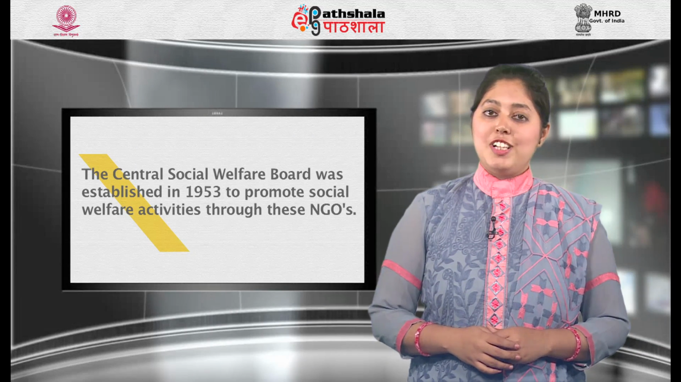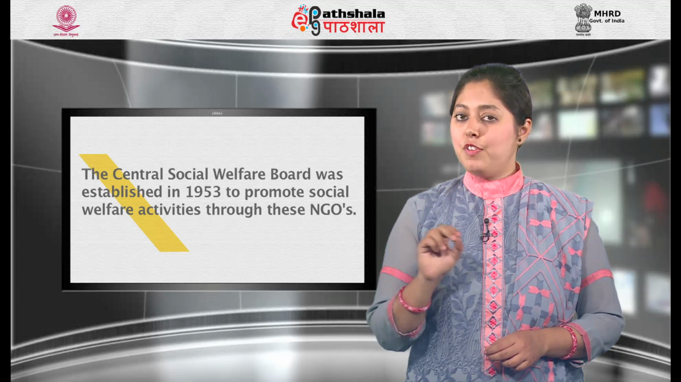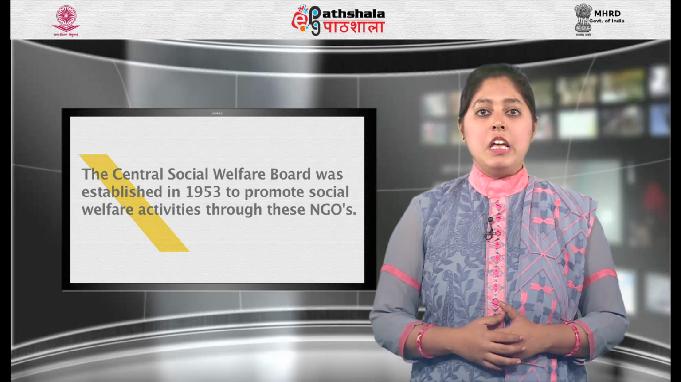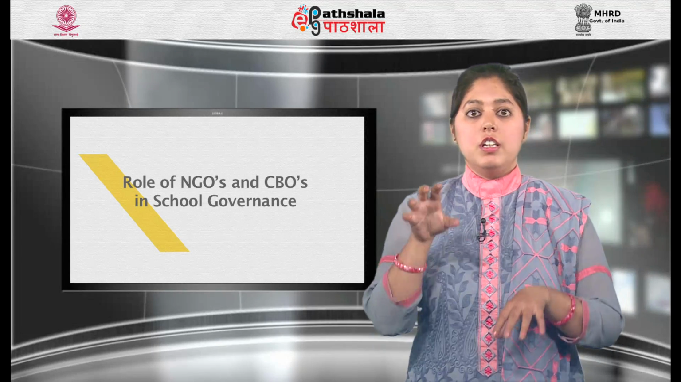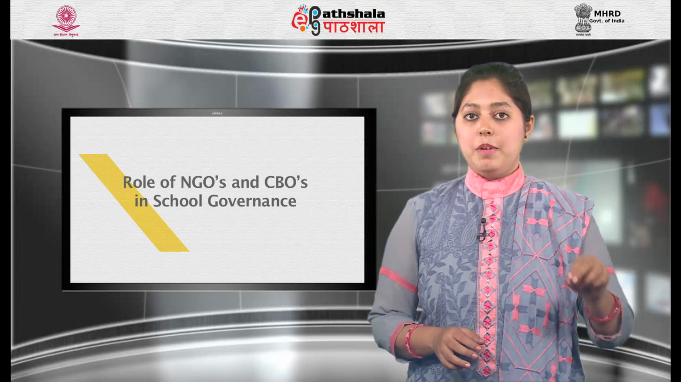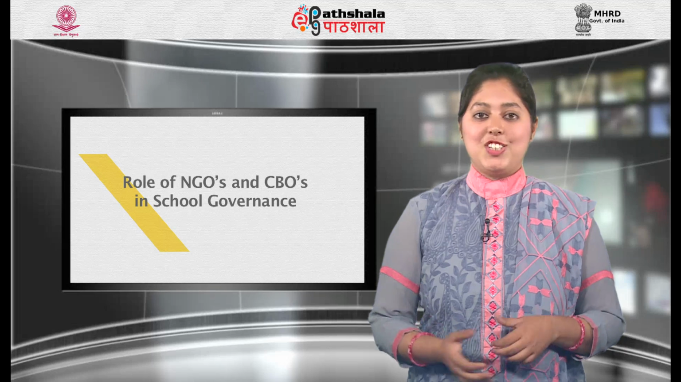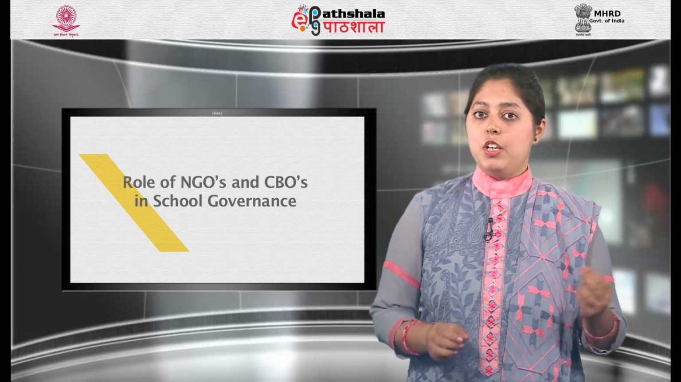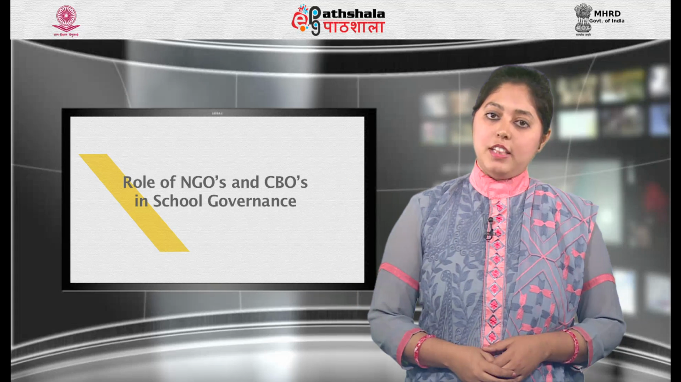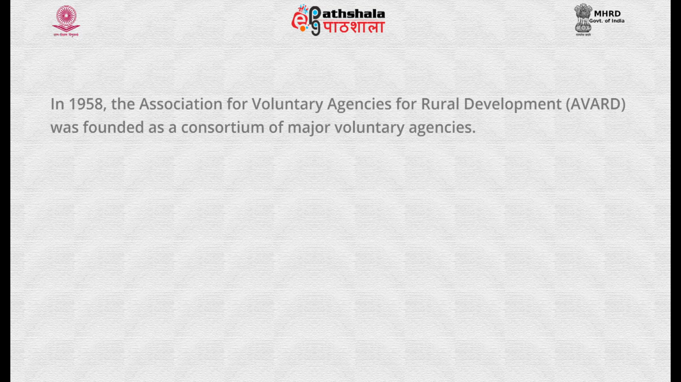So students, the Central Social Welfare Board was established in 1953 to promote social welfare activities through these NGOs. This additional funding for social welfare developed the number of NGOs in the country. The establishment of the National Community Development Program and National Extension Service were early steps in this direction. Further, decentralization was achieved with the introduction of three-tier Panchayati Raj system in 1958. In 1958, the Association for Voluntary Agencies for Rural Development was founded as a consortium of major voluntary agencies.